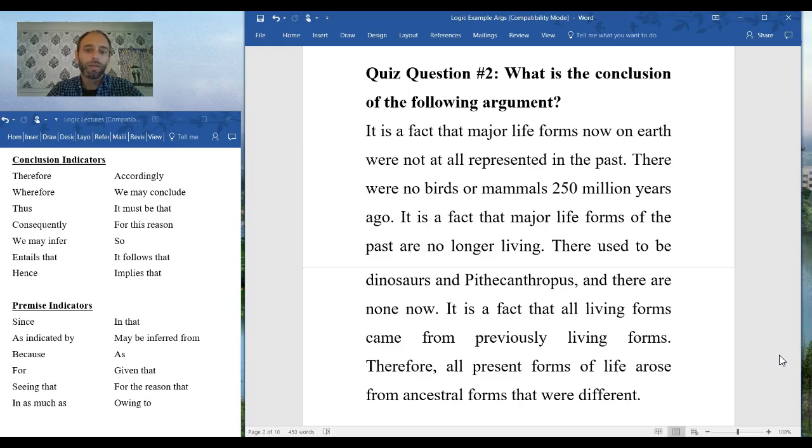Now, if you're like me, your eyes bounce off of some of these words, and there are some new words for me, but we can still use indicator words to identify premises and conclusion. For this quiz question, identify the conclusion of this argument.